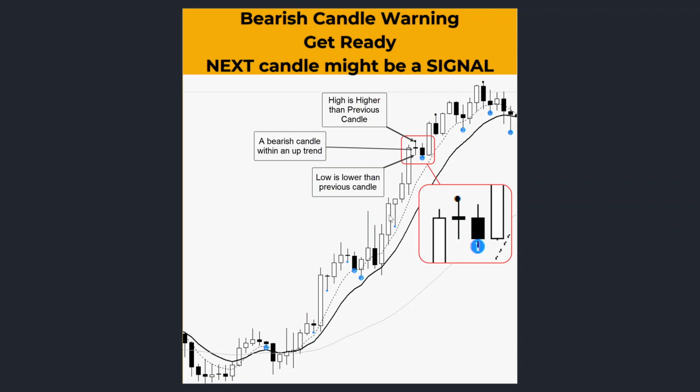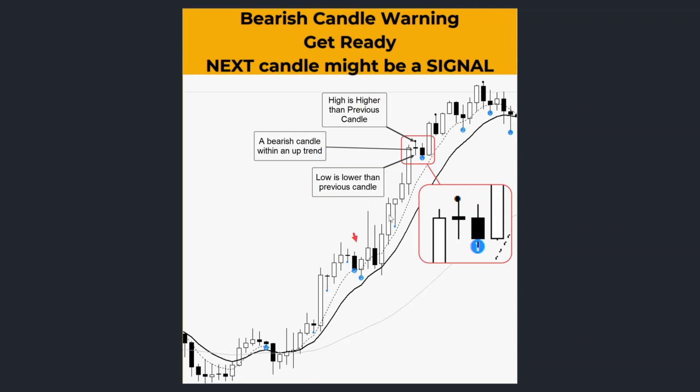Anyway, so when there is a banana, it looks for a pullback signal. As you can see here, this is a seed. Why is it a seed? Because the high of this candle is lower than the previous high, and the low of this candle is higher than the previous low, and the rest of the rules have been followed, so this has become a valid banana seed.